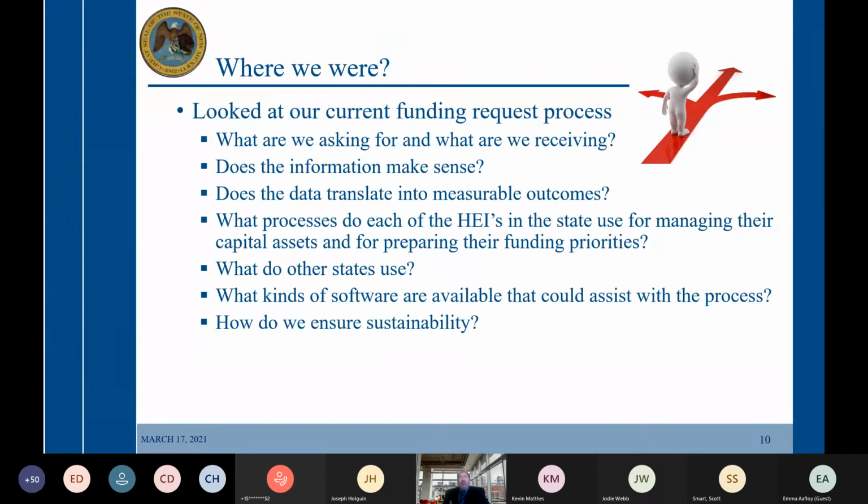So as we compare, we needed to ask ourselves some questions. In our current funding process, what are we asking for? What are we receiving? Does the information make sense? Does the data translate into measurable outcomes? What processes do each of the HEIs in the state use for managing their capital assets and for preparing their funding requests and priorities? What do other states use? What kind of software are available in the process? How do we ensure sustainability? These are some of the questions that we asked ourselves as we were looking at this, to see what it is that we potentially could do.